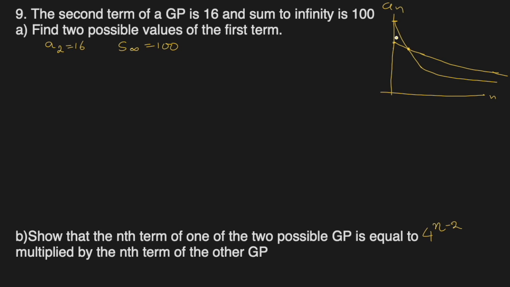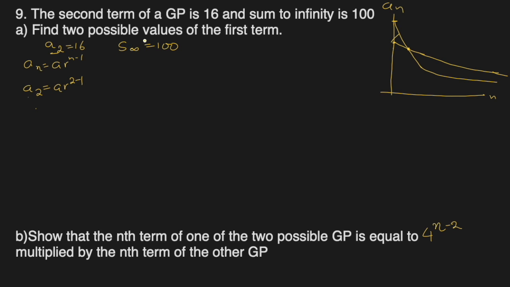So what they're saying is sum to infinity means the area under this curve will be equal to the area under the other curve, right? So it's possible. Okay, so let's interpret them. A2 first. An in GP is AR to the power n minus 1. They say it is equal to 16 in place of 2. So right here A2 will be the first term multiplied by the common ratio to the power 2 minus 1.